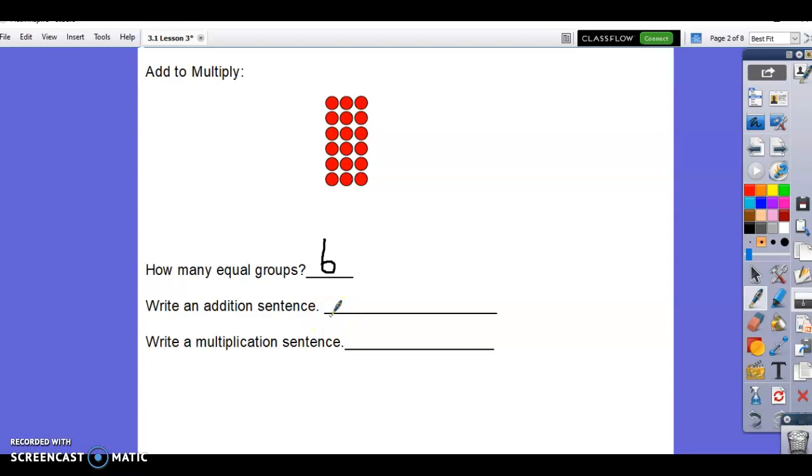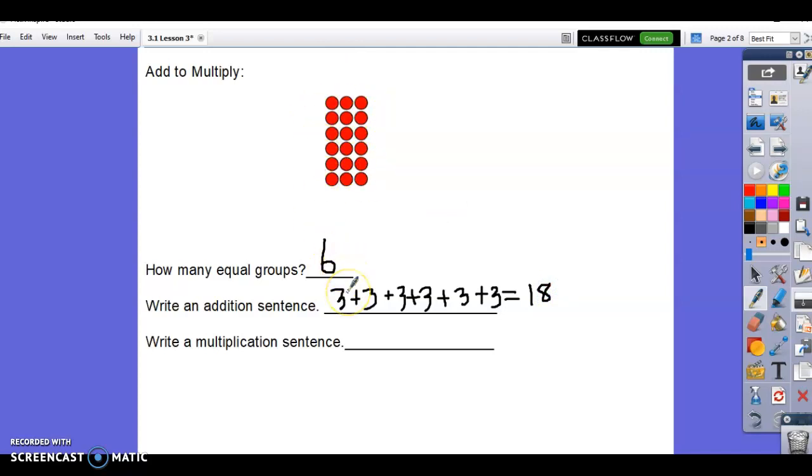Now I want to write an addition sentence. So I noticed that since I have 6 equal groups, I need to write how many is the size of the group. So I see 3 plus 3. So here I've written 3 plus 3 plus 3 plus 3 plus 3 plus 3 equals, and I know the answer is going to be 18. If I don't know that, I can always just count those circles because that is what they are there for.